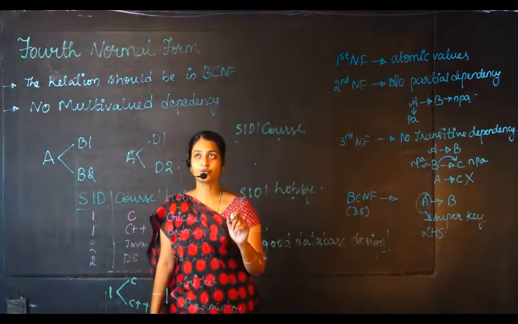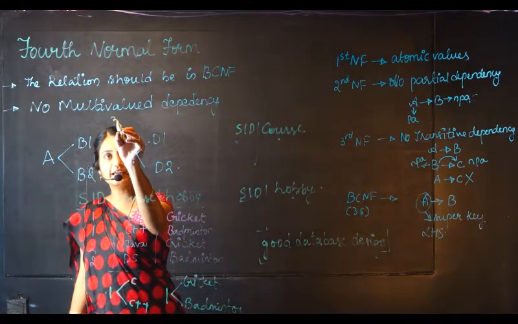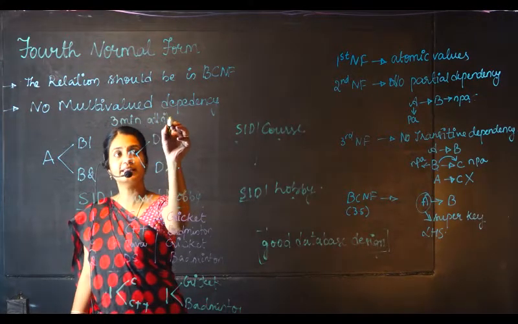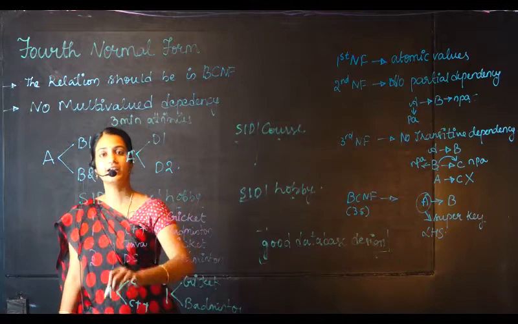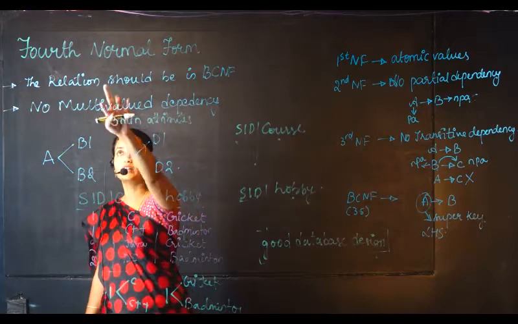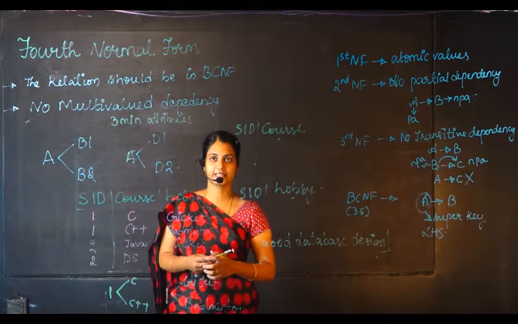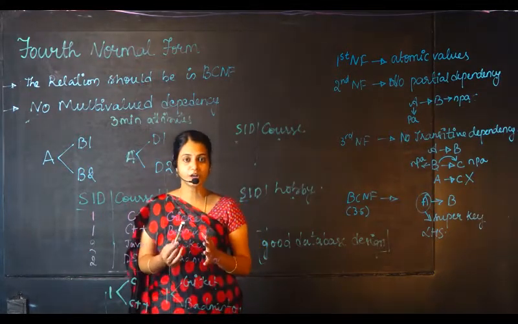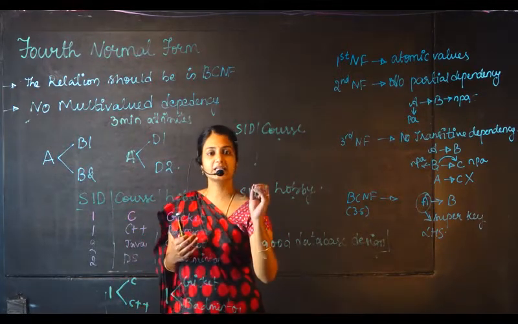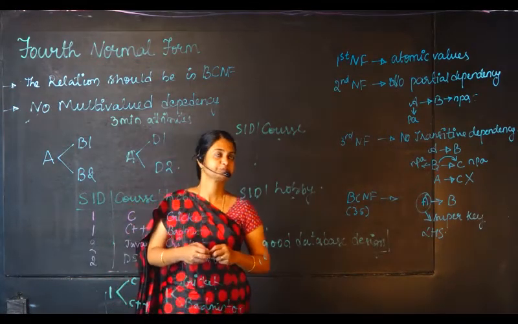One more thing: for the fourth normal form, you should have a minimum of three attributes in a relation, only then is this applicable. If you have three attributes in your relation, only then can you check this multi-valued dependency. If you follow all the normal forms, then we can tell that the database design is perfect. You have perfectly designed the database. Okay, thank you.